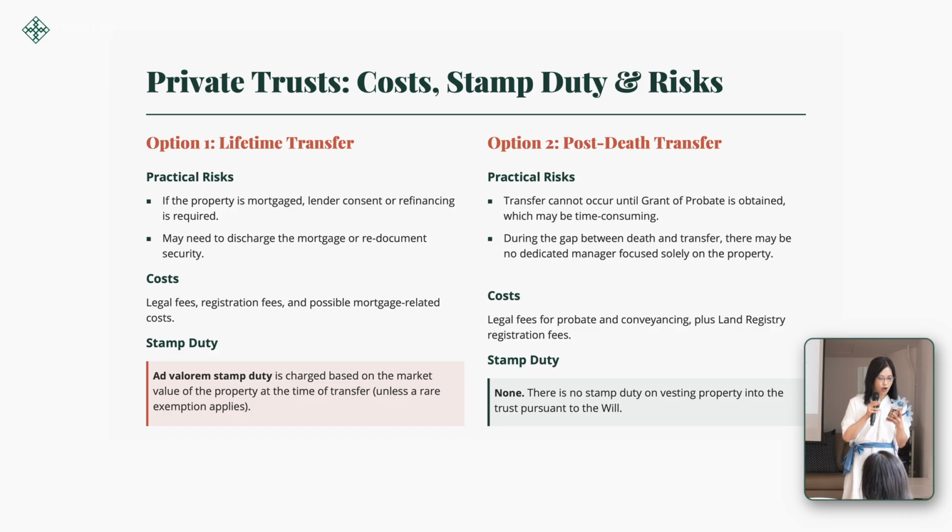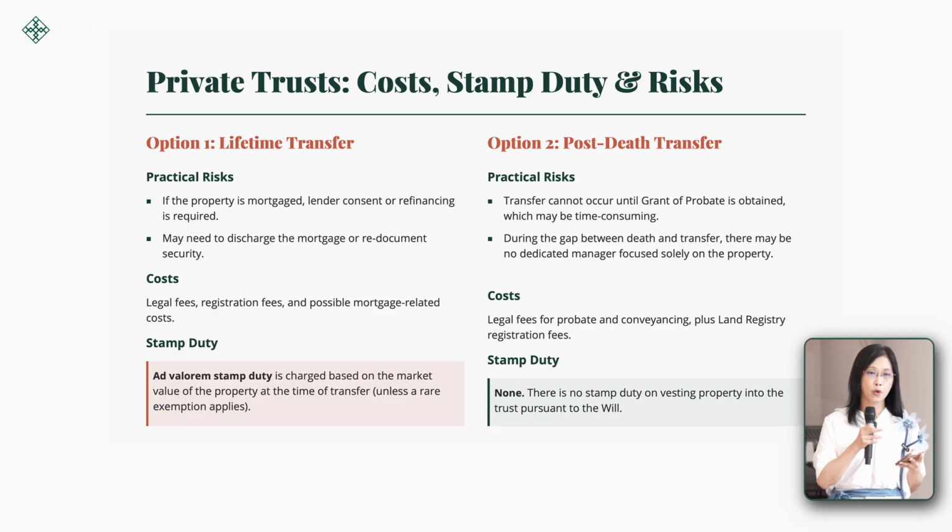If you do a lifetime transfer and the property is mortgaged, you might have to think about the lender's consent and refinancing before you inject the property into the trust. And there are, of course, legal fees and registration fees. More importantly, when you inject your property into the trust, there will be ad valorem stamp duty. This is assessed based on the market value of the property, which for many may be a big concern. The other way is post-death transfer, meaning that you transfer the property after death. So there is no stamp duty because you do it according to the will.